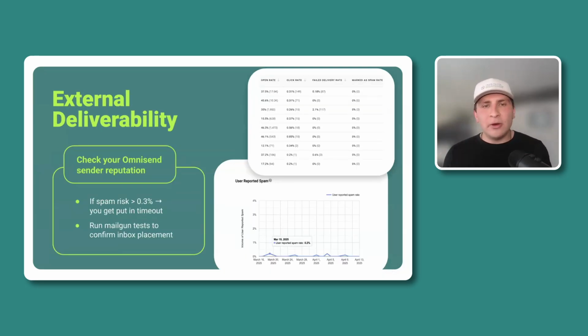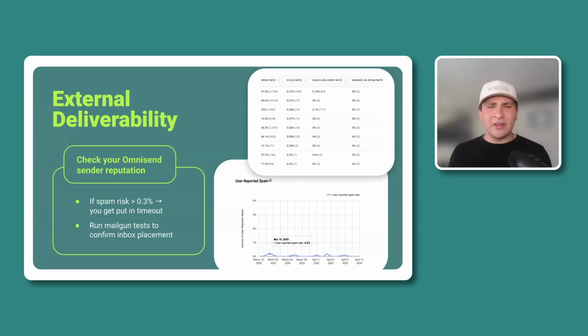And then external deliverability, check your Omnisend sender reputation. And then highly recommend going on Google Postmaster. If you don't have an account, set it up. A vast majority of email users obviously use Gmail, and it gives you a bunch of good data. A key one I would look at is here on user reported spam. If you go above 0.3%, you get put in timeout temporarily by Google, it throws up a flag and you're more likely to hit spam or promotions. So definitely keep an eye on that.